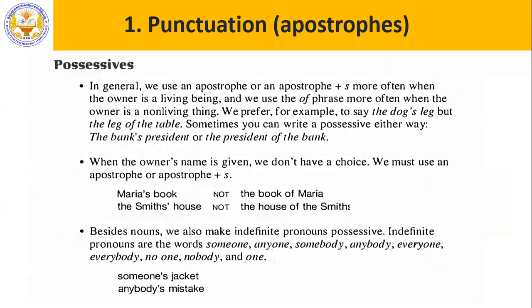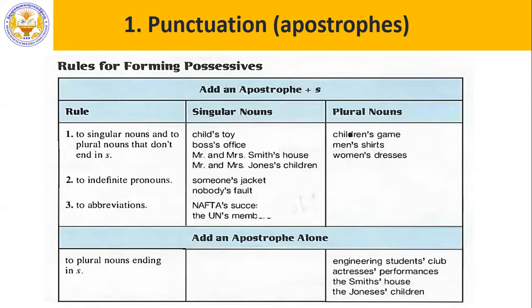Besides nouns, we also make indefinite pronouns possessive. Indefinite pronouns are the words someone, anyone, somebody, anybody, everyone, everybody, no one, nobody, and one. Someone's jacket, anybody's mistake. These are the rules for forming possessives. You can pause the video and read it 2 or 3 times, alright?